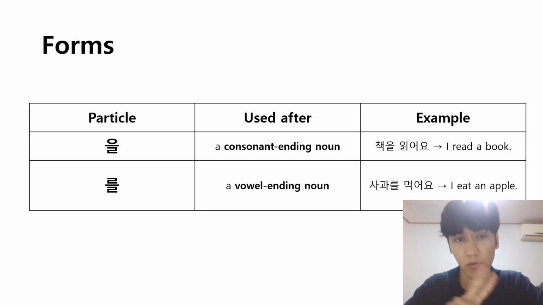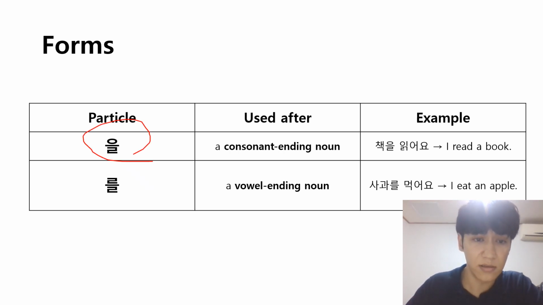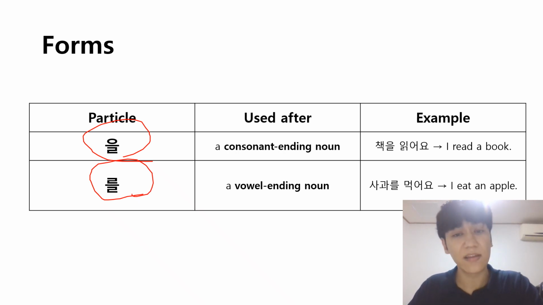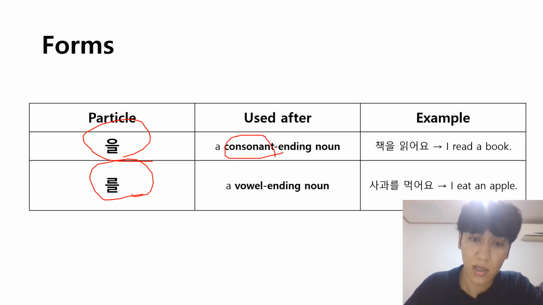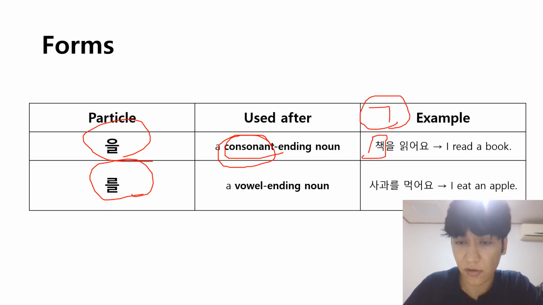So it has two forms. The first one is 을 and the second one is 를. So what is the difference between 을 and 를? If a noun ends with a consonant letter, you need to use 을. So for example here, 책을 읽어요. I read a book. 책을 읽어요. Why do we use 을? Because the noun 책 ends with ㄱ. So ㄱ is a consonant, so that's why we need to use 을. 책을 읽어요. I read a book.